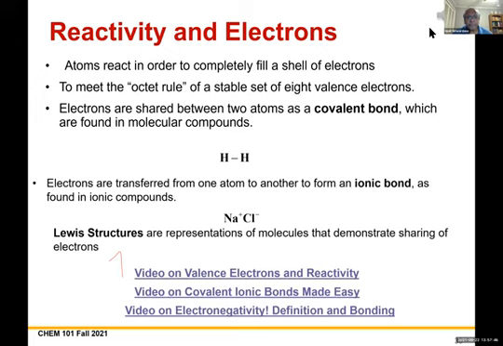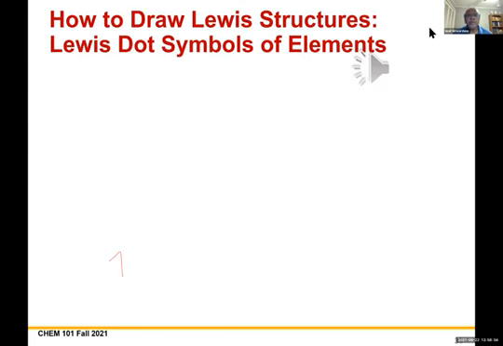We use Lewis structures for atoms and molecules to explain the sharing of electrons. So we're going to focus on writing Lewis structures. How to draw a Lewis structure from the Lewis dot symbols of elements? Let's do an example. These are the steps.